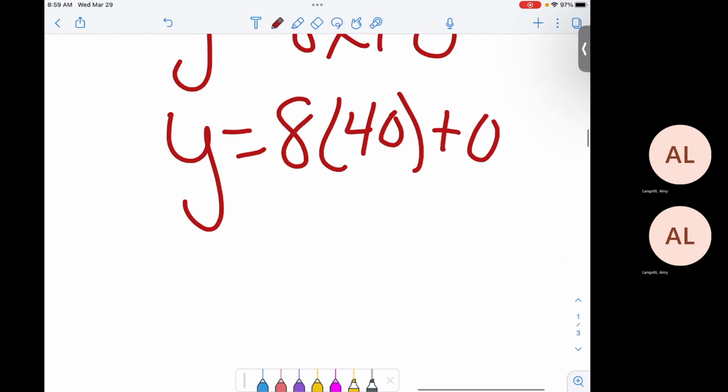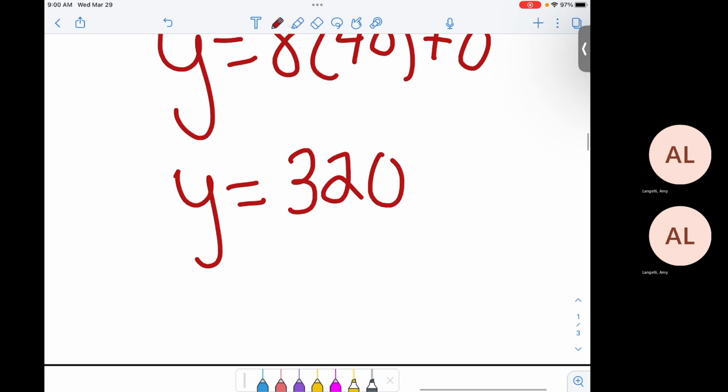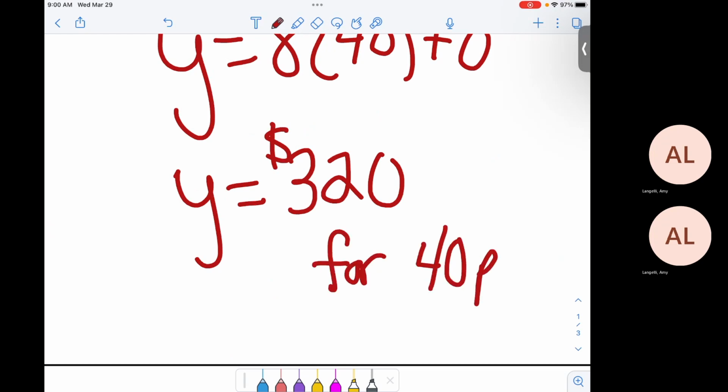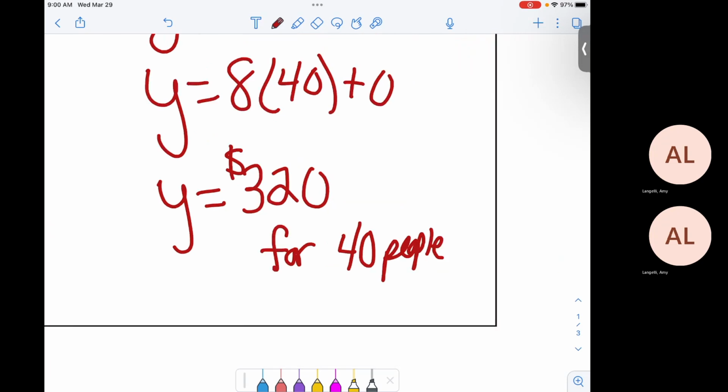Can you do that? That's excellent. 320 what? Cats, dogs, dollars? Dollars for how many people? 40 people.